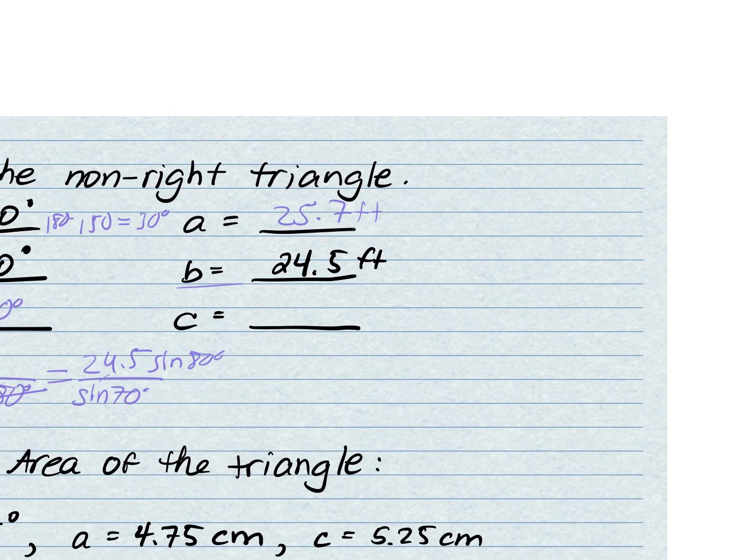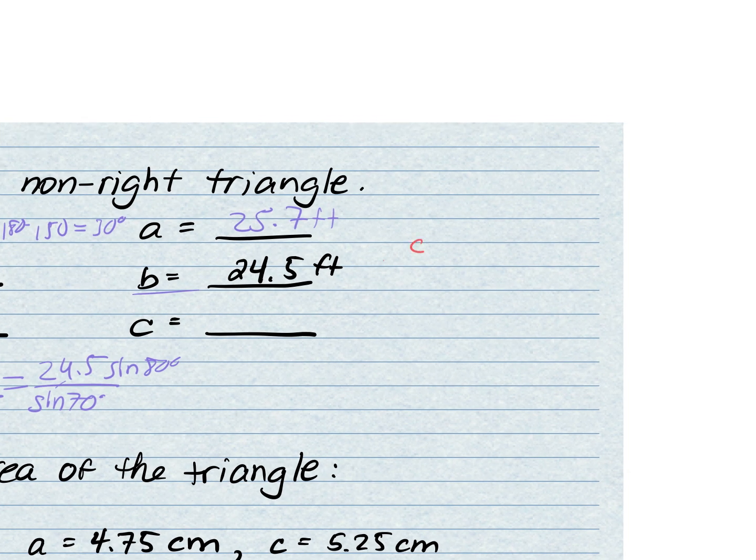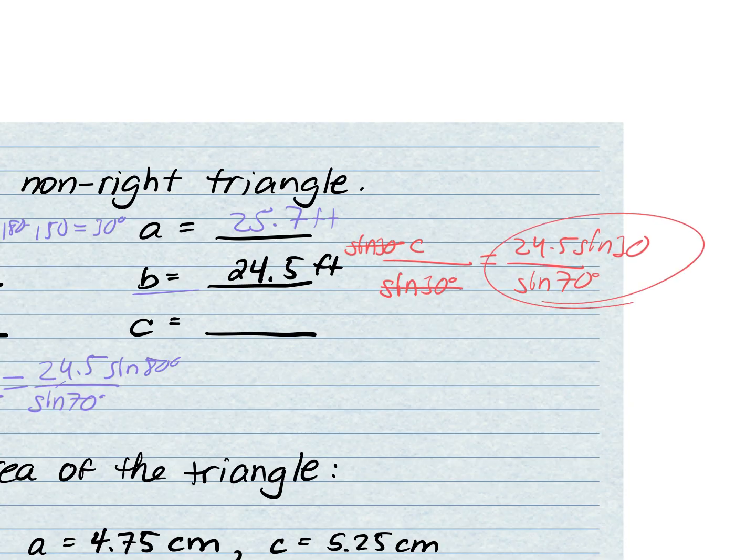And then now the only side that we're missing is side C. So once again, we can use law of sines. C over sine of 30 is 24.5 over sine of 70. So I do sine of 30 on both sides. And then that number, when you plug that in your calculator, is going to get you your answer. All right, so we should get about 13.0 feet for this one.